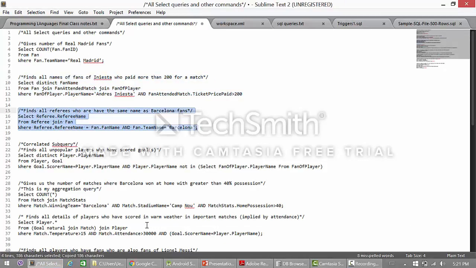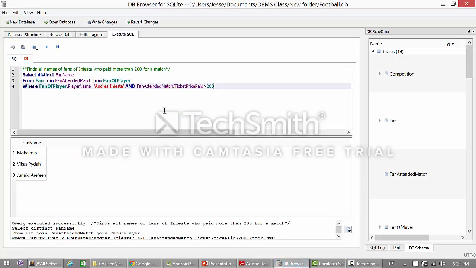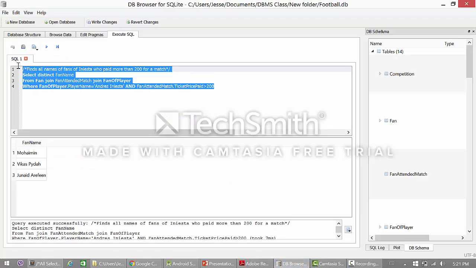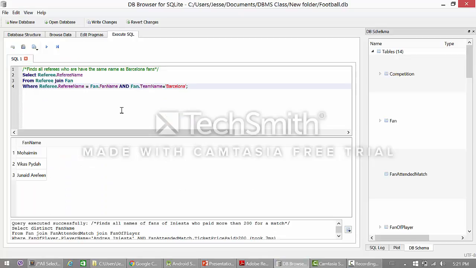Let us look at a few other queries as well. This one is going to find information about all referees who have the same names as registered Barcelona fans, which you probably wouldn't want. If you run this, we get information about referees.